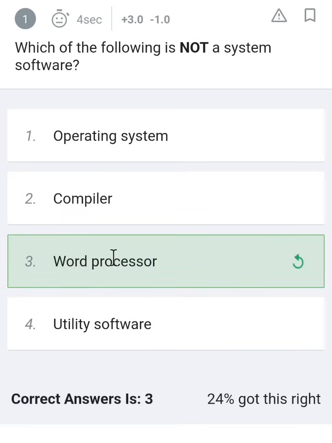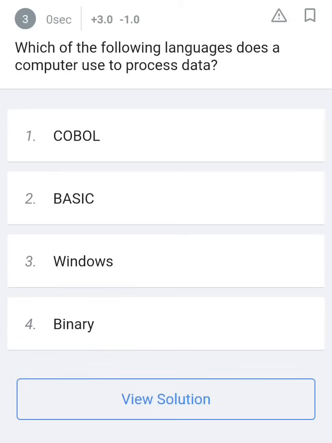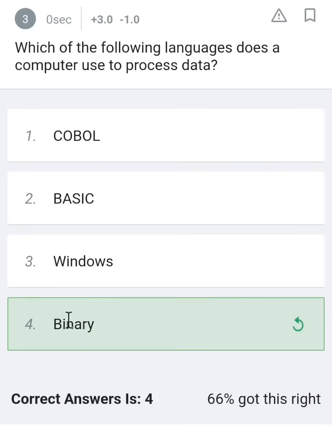Next question. The full form of GIS is Geographical Information System. Next. Which of the following languages does a computer use to process data? COBOL, BASIC, Windows are all computer languages, but what a computer processes is binary, meaning 0 and 1.